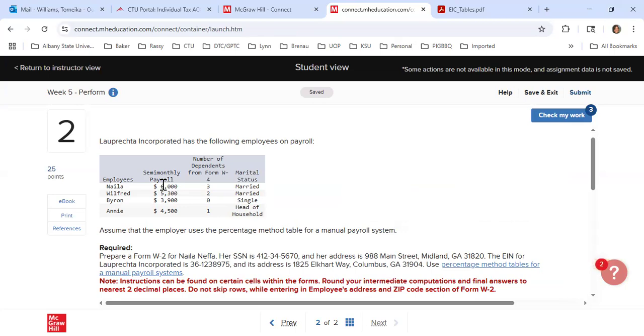Semi-monthly is 24 pay periods. If it had been bi-weekly, it would be 26 pay periods through the year. And of course, if it is just simply monthly, it would be 12 payments, right? Or 12 payroll checks. But this is semi-monthly, so we're talking about 24 payments for the year. And she makes $6,000 semi-monthly.